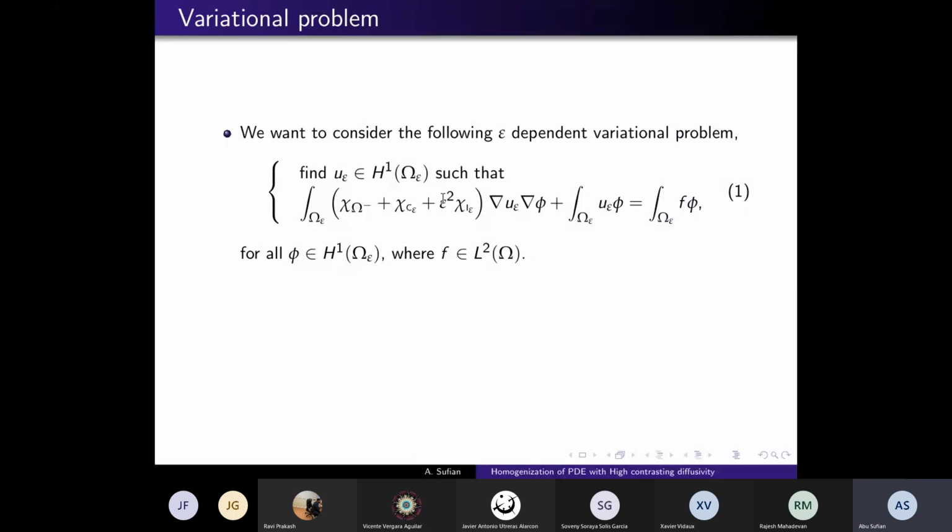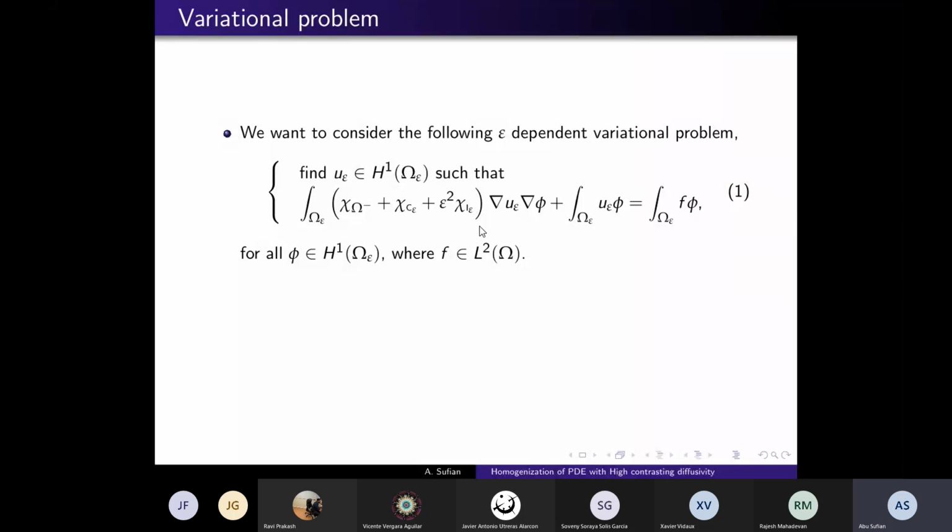So this is a very low conductive part. Because of this drastic difference between the coefficients of C epsilon and I epsilon, we call it a high contrasting diffusivity problem. First we will homogenize this variational problem in this general oscillating domain, and then we'll see homogenization of associated optimal control problems. In control problems, we'll put separate controls on I epsilon and C epsilon.